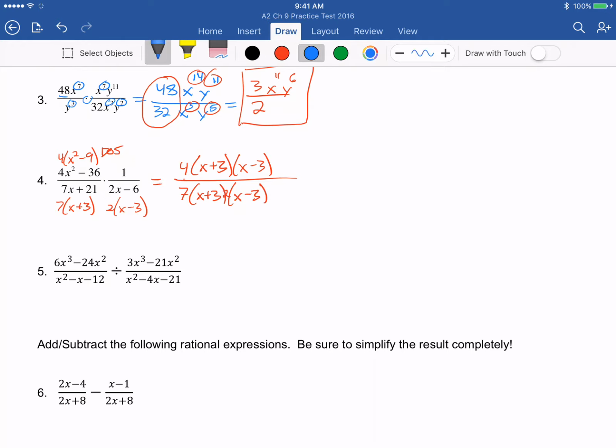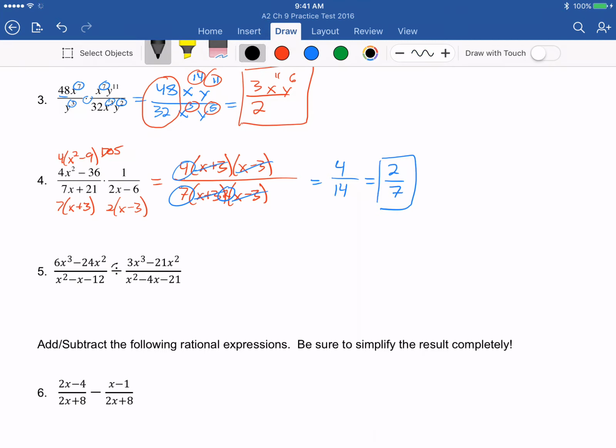So here I notice again that these x minus 3's cancel out, the x plus 3's cancel out, and I'm left with 4 on the top, and then I'm left with the 7 and that 2 on the bottom, so that gives me 14, and 4 over 14 simplifies to 2 over 7. So that is my final answer there. No x's are left. Pretty cool.